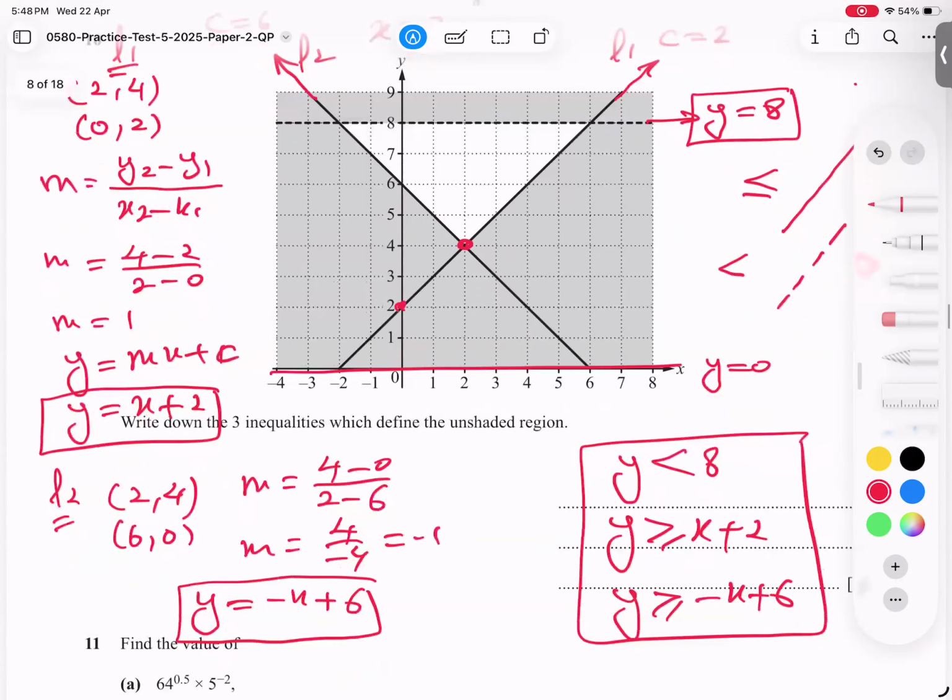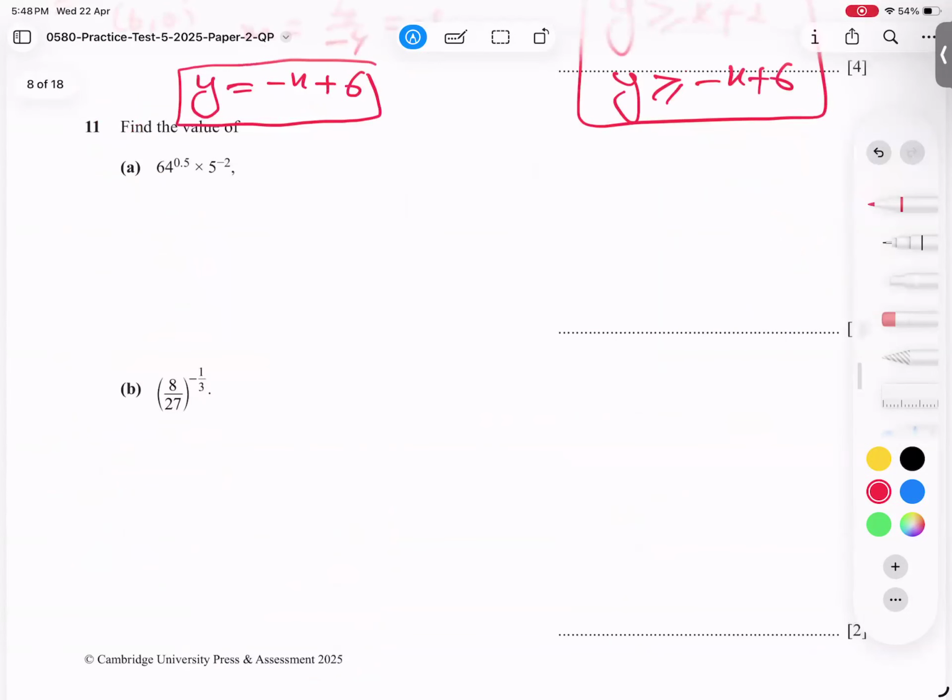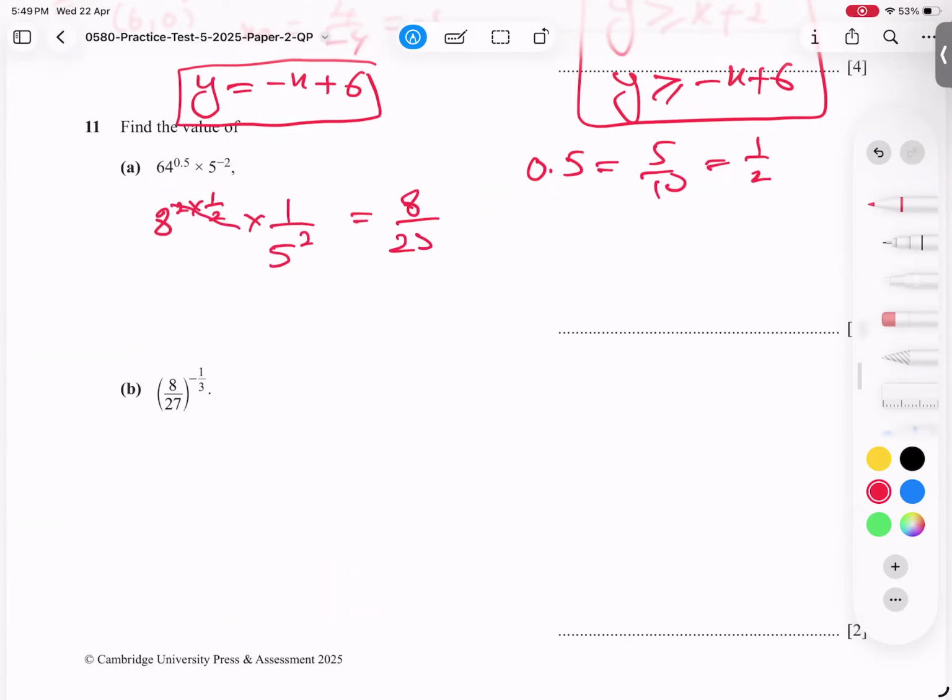And this is over. Let's talk about question number 11. So 0.5, if we remove the decimal, it becomes 5 by 10, and I got a half. So 0.5 is a half, and 64 is 8 to power 2. On the top is a half, and 5 to power negative 2. Students, I will bring it to the denominator. Negative 2 turns positive 2, and this cancels out, and I got 8, and 5 to power 2 is 25. So we got this answer.